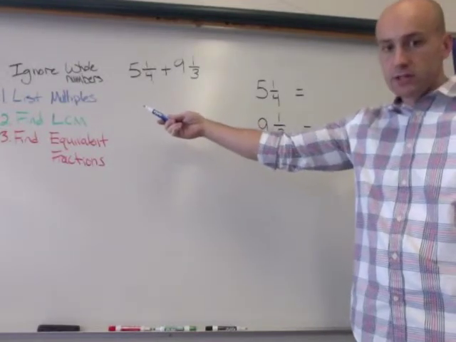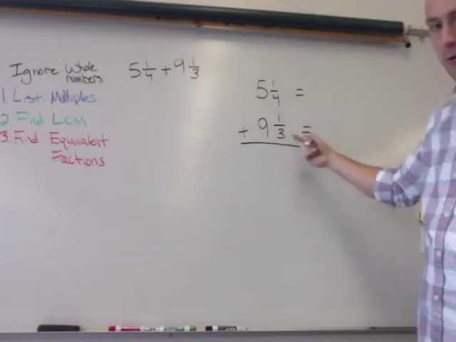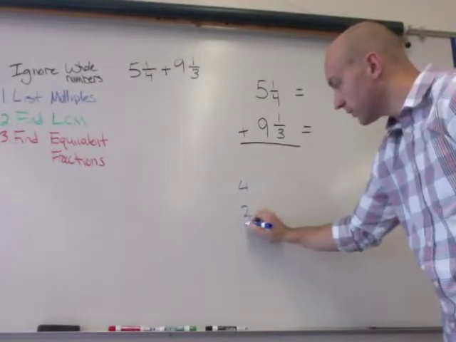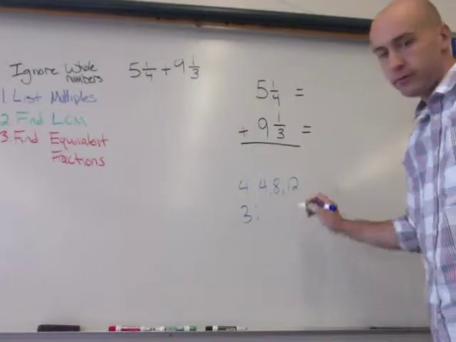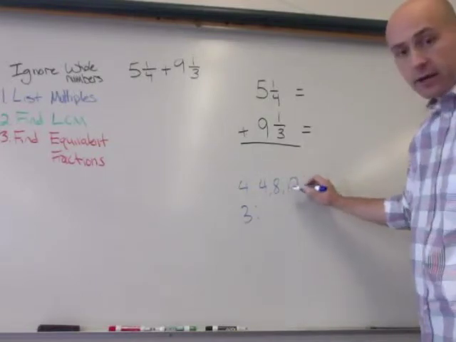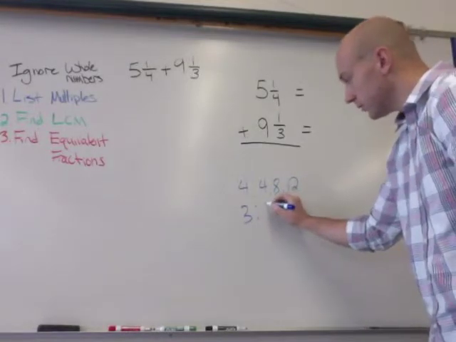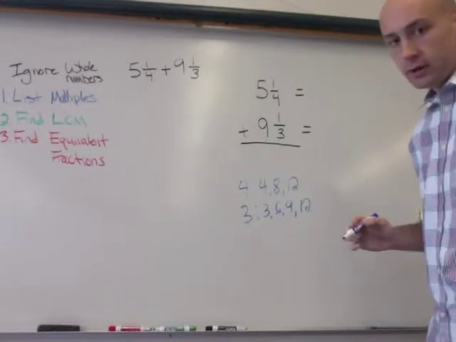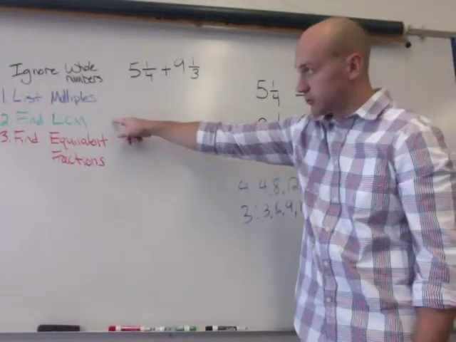The first thing you do is you list your multiples. So our denominators are 4 and 3. So here's our multiples, 4 and 3. So 4, 8, 12. I'm going to stop right here because I know that 3 can go into 12. So 3, 6, 9, 12. So this is my least common multiple.